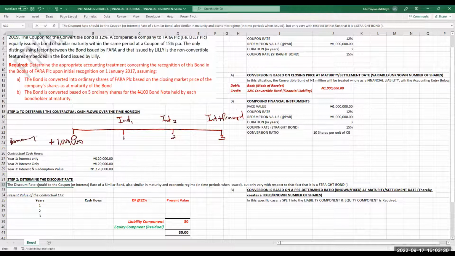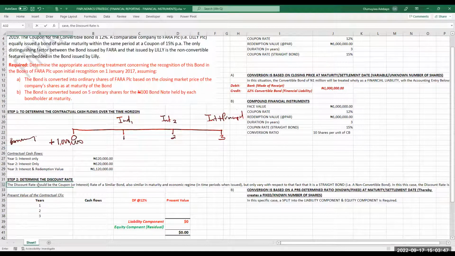And what's a straight bond? That is a non-convertible bond. I will explain. In this case, the discount rate is 15% of the comparable straight bond of Lily.